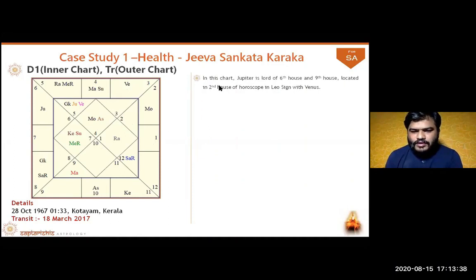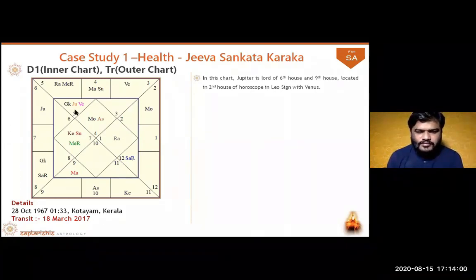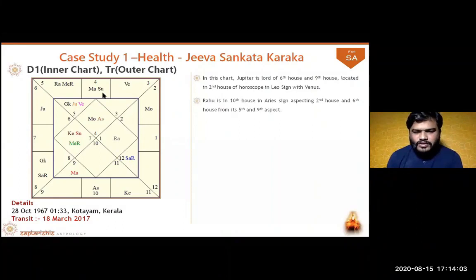Now we can see in this chart, Jupiter is the lord of the 6th house and the 9th house, located in the second house of the horoscope in the Leo sign with Venus. This is a Cancer ascendant. So Jupiter rules the two signs, Sagittarius and Pisces, the sixth house and the ninth house, and is located with Venus in the second house. In the natal chart, Rahu is in the 10th house, Aries sign, aspecting the second house from its fifth aspect, and also the sixth house from its ninth aspect.